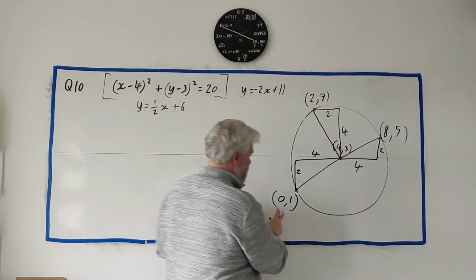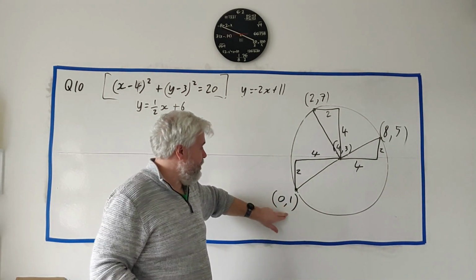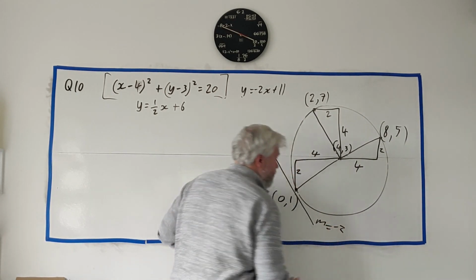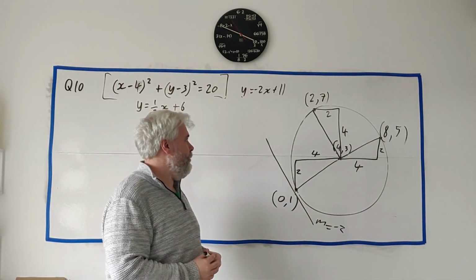Once we have these two points, we still have the slope. We can go ahead and find the equation of this line. M is equal to -2. Same over here. Okay, so that was a good bit of a shorter way to do it.